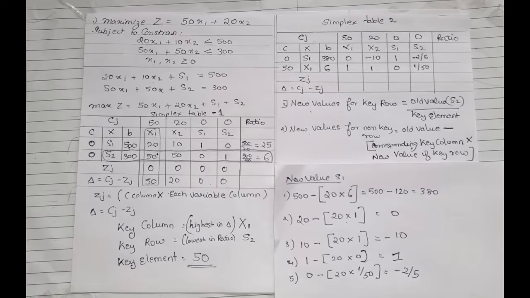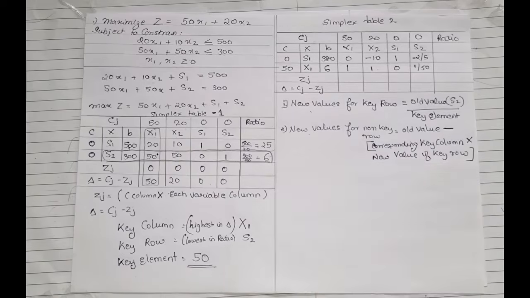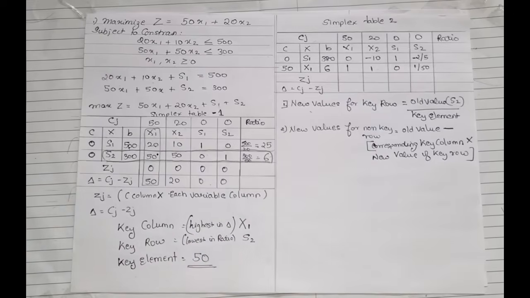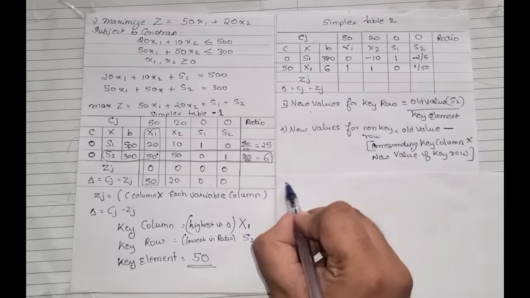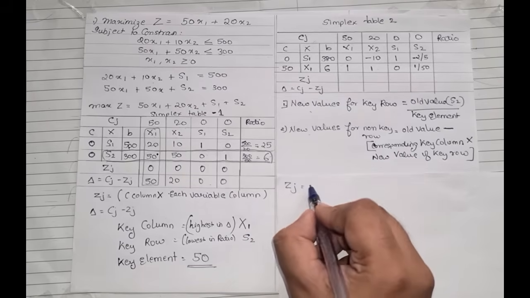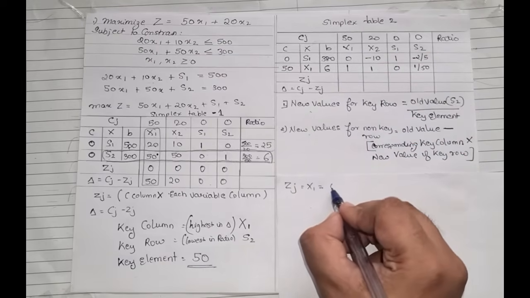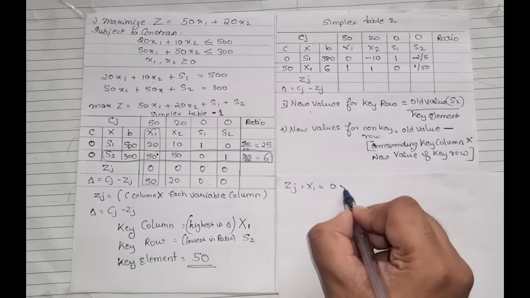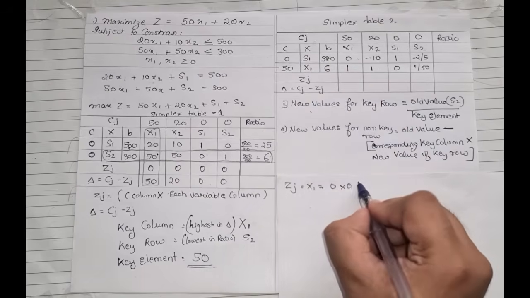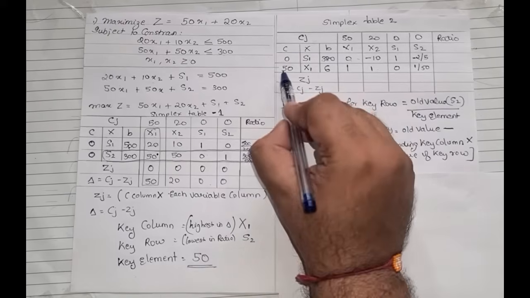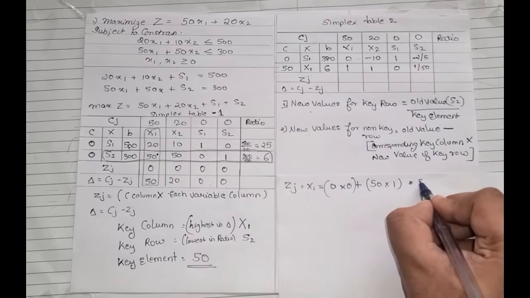Once we have got these values, we start with zj. The rule is very simple: it is the c column multiplied by each variable in the columns. Let us see how to get that value now. For finding zj, we first find it for x1. For x1 it would be 0 into 0 plus 50 into 1, so I'll get the value as 50.